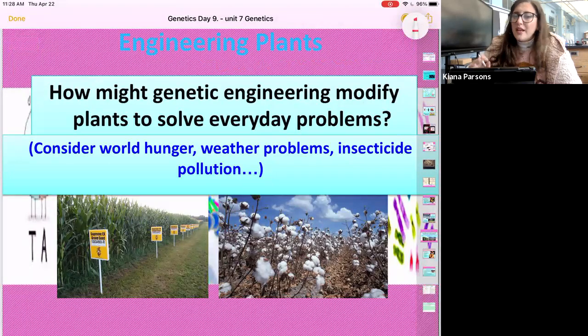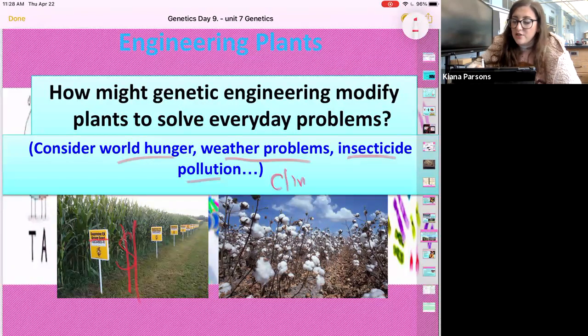So, engineering plants. This is where you're going to hypothesize a little bit, think about how this technology can be used. Like I said, it is really being developed right now. So this is going to change the course of our lifetimes. So we see there, these are branded seeds. So again, there are a lot of people making a lot of money off this proprietary technology. How might genetic engineering modify plants to solve everyday problems? Consider world hunger, weather problems, insecticide pollution, climate change.